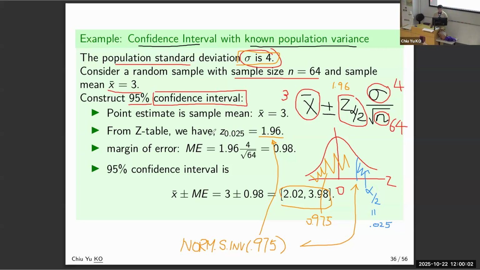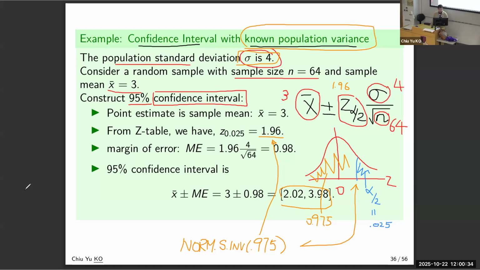So you do this example anyway. You do this in the assignment. So when you know the population variance, you will use this formula. And here we don't need to use the normality assumption because the central limit theorem would already enable us to answer this question. Okay.